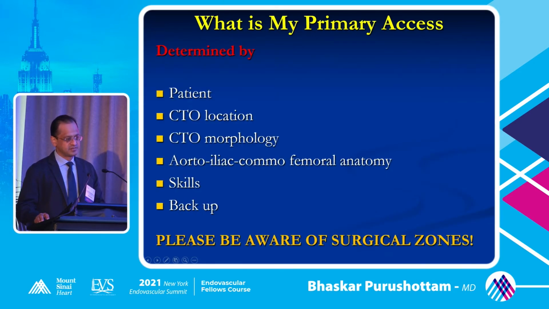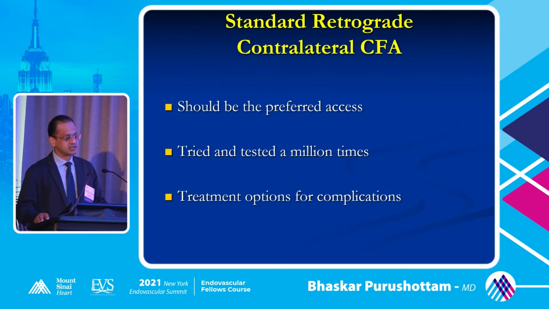So the next thing you determine is, what is my primary axis? How will I deal with the CTO? And all this is determined predominantly by what the CTO looks like, what the morphology is, what the aortoiliac and common femoral anatomy is, and also your skill level and what kind of surgical backup you have. But whatever it is, just be careful not to jeopardize the surgical zones, because you always need a bailout strategy.